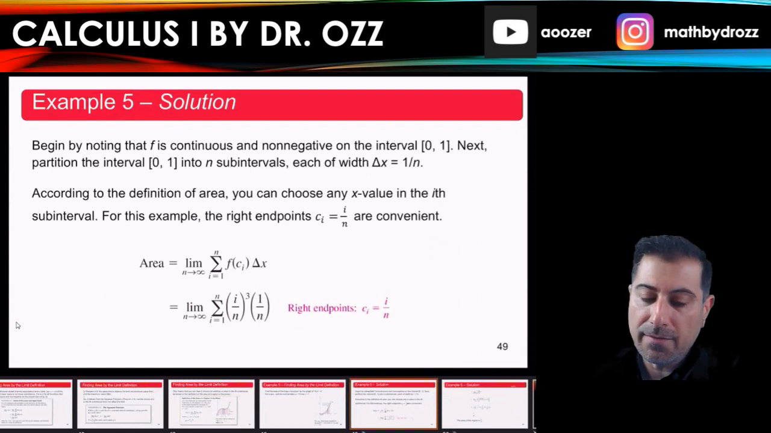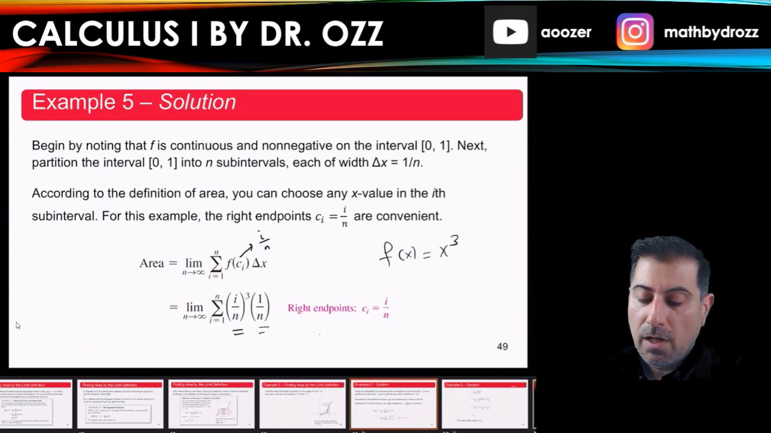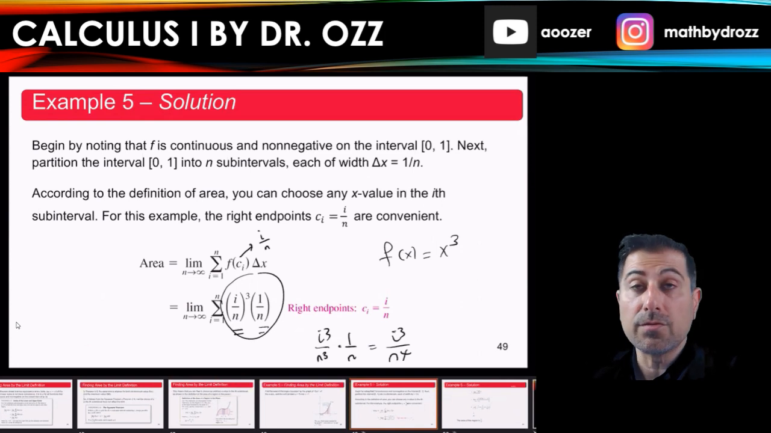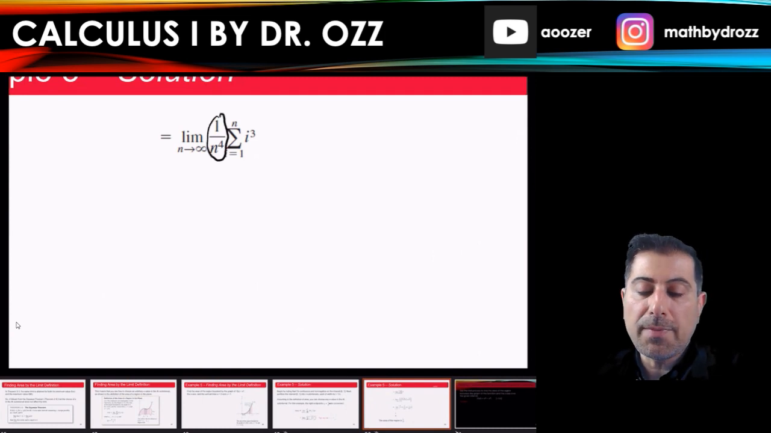So f of c_i, for c_i equals i over n and f of x equals x cubed, is going to be (i over n) cubed, and delta x was just 1 over n already. So it's equal to i cubed over n cubed times 1 over n. Essentially it's i cubed divided by n to the 4th. And here you can pull out 1 over n to the 4th, since it's independent of the summation process. I'm not pulling that out of the limit, by the way. Be careful. I'm just pulling it out of the summation because I still have the limit on n.